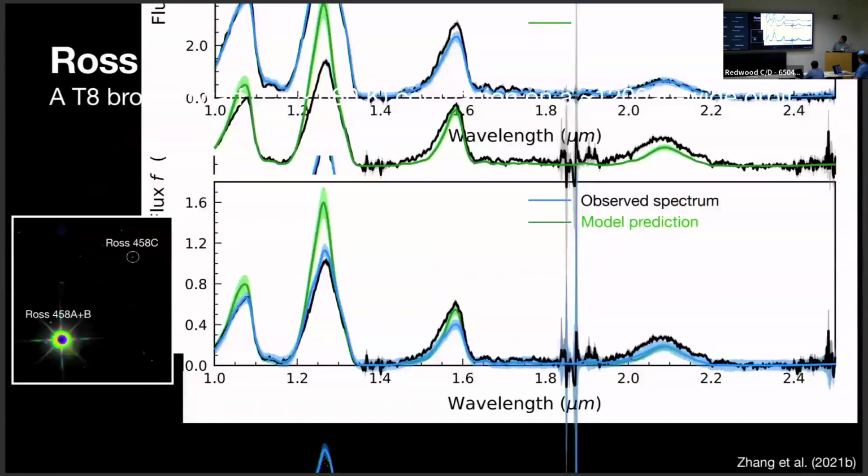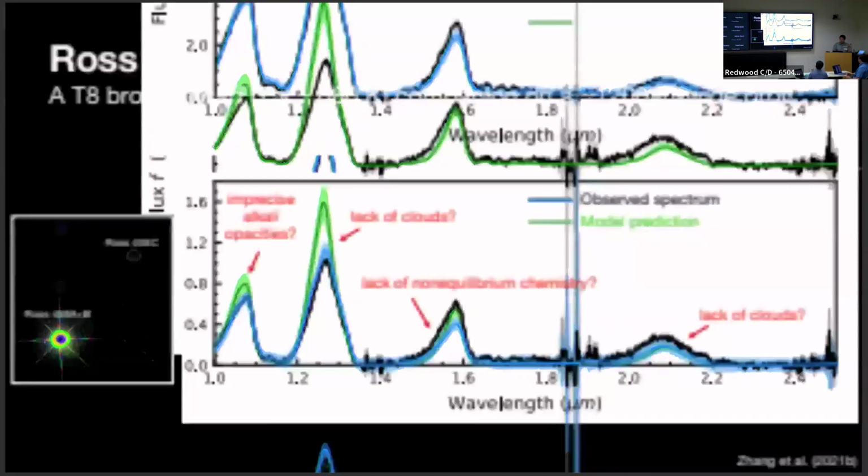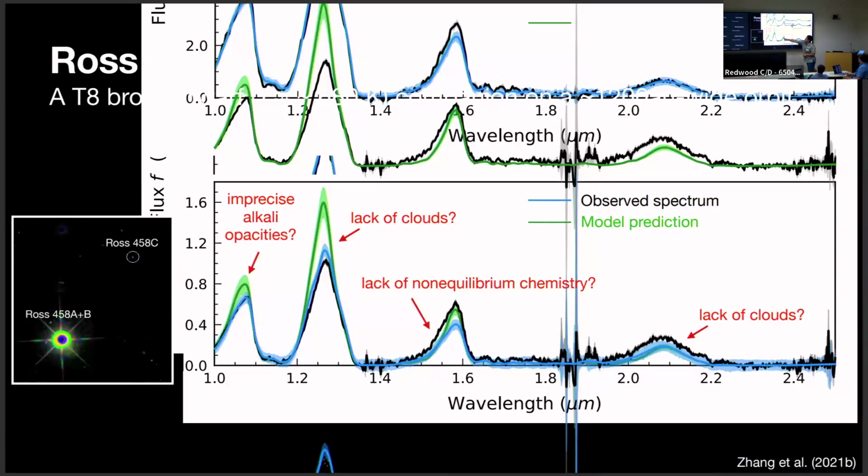One example is a work that I did earlier, and there's some format issue, but that's fine. This is a benchmark brown dwarf called Ross 458C, and the black is the data, and the green, ignore the blue one, is a model prediction. Basically that is a model generated at the parameters of this brown dwarf. In the ideal world, we should see that the model and data are exactly the same as each other, but apparently it is not, right? We see some large differences, and actually all of these differences tell us about the current, quote unquote, limitations of the models.